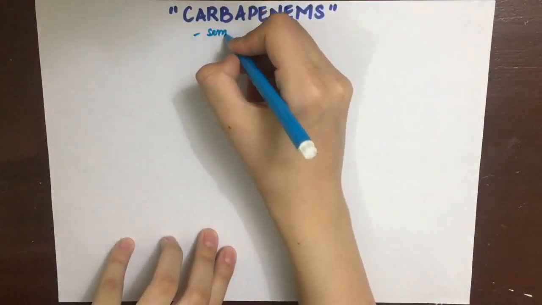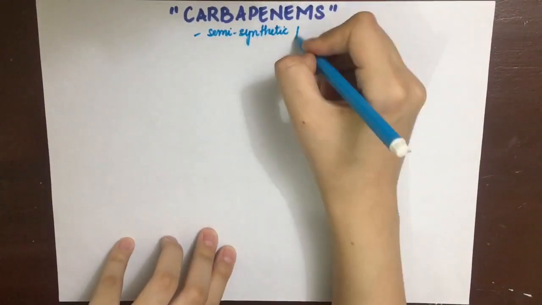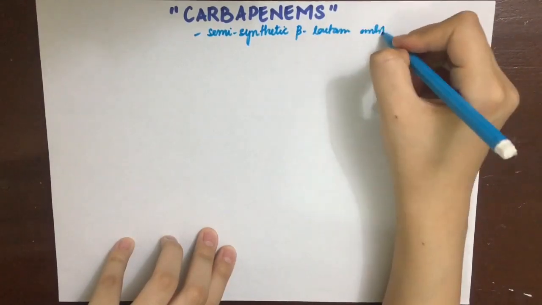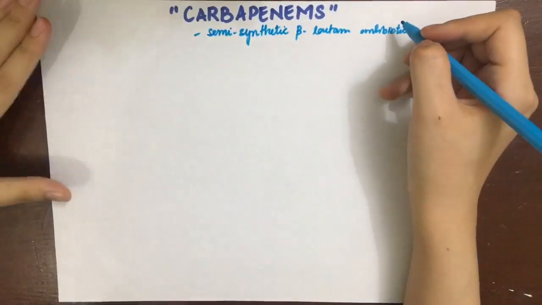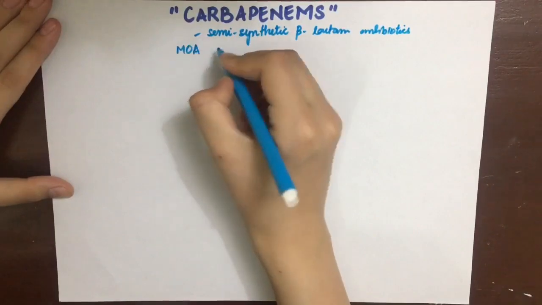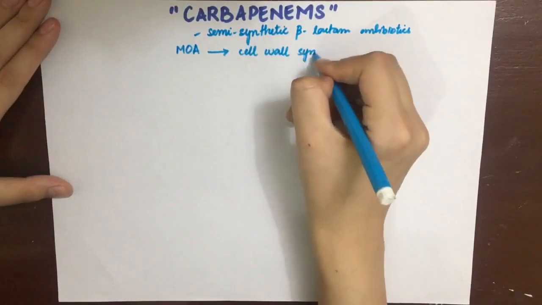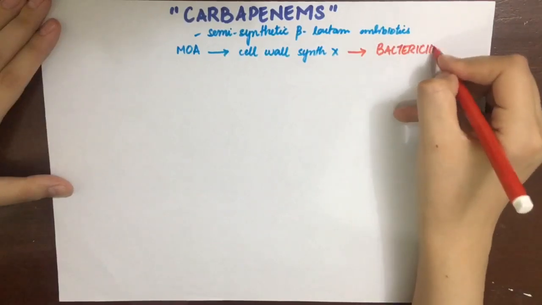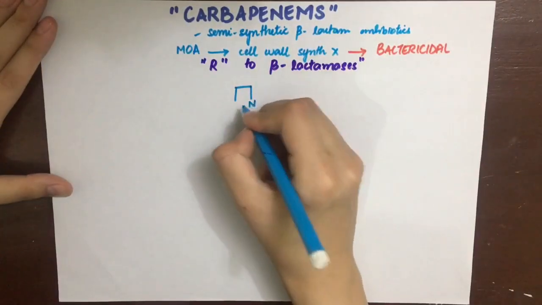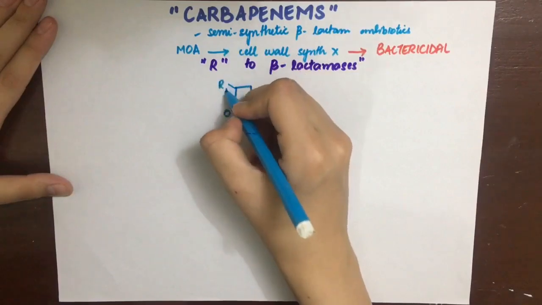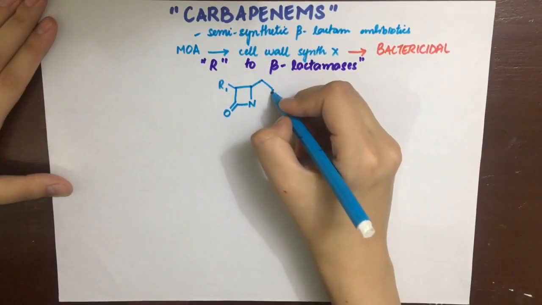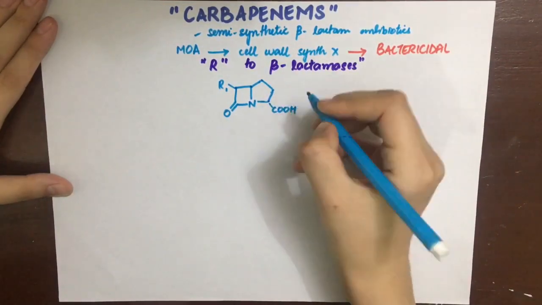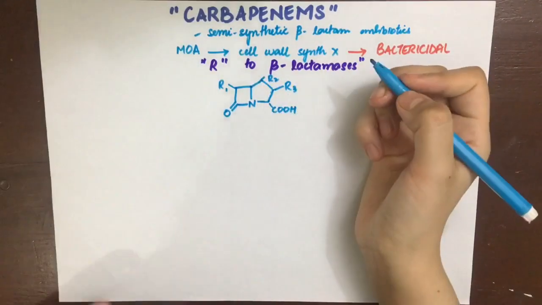Carbapenems are another type of semi-synthetic beta-lactam antibiotics. That means their structure also contains a beta-lactam ring. The mechanism of action is the same as other beta-lactam antibiotics, that is, they inhibit cell wall synthesis, and that makes them bactericidal in nature. They are also resistant to beta-lactamases. Their structure contains a beta-lactam ring, as you can see.